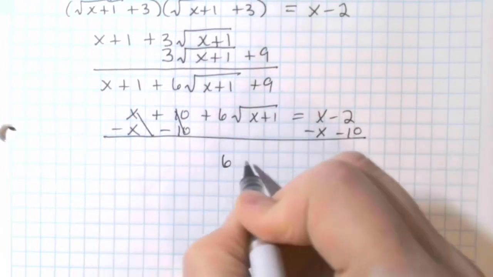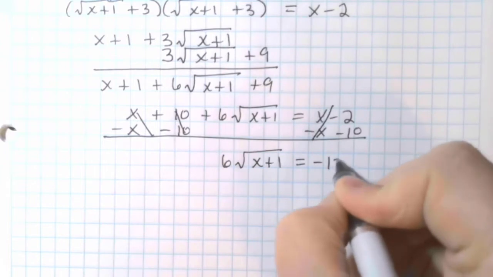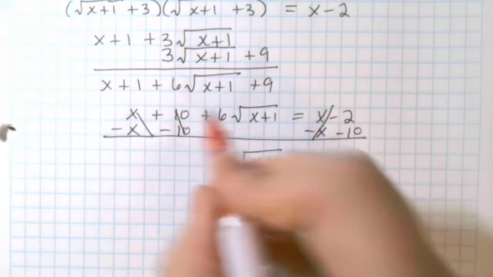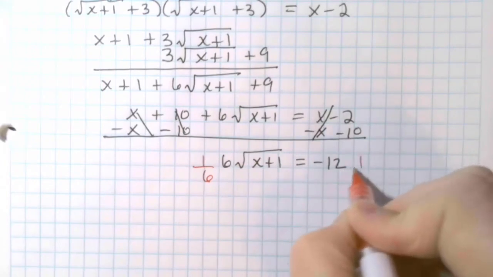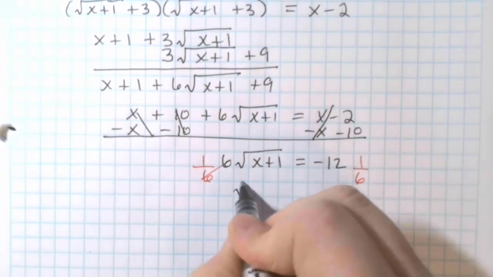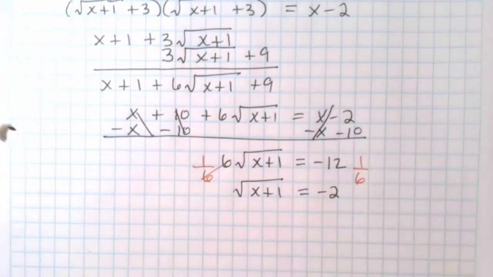So we have 6 square root of x plus 1 equals negative 12. Now if the x hadn't added up to 0, we would have a quadratic at the end and two answers, which is possible. All right, in this case, 6 will go into 12, so it is convenient to multiply both sides by a 6th and get rid of the scalar. Again, you do it on a convenience basis. So radical x plus 1 equals negative 2.